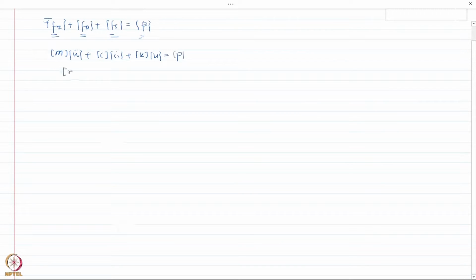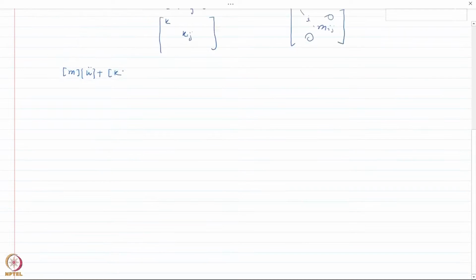Let us see, once we have obtained our equation of motion, how do we solve it? Can we employ the same analytical solution that we derived for a single degree of freedom system to solve the multi-degree of freedom system? And if we can, then how do we do that?